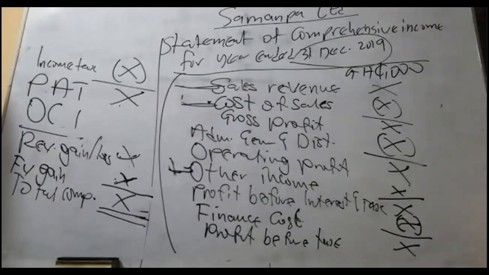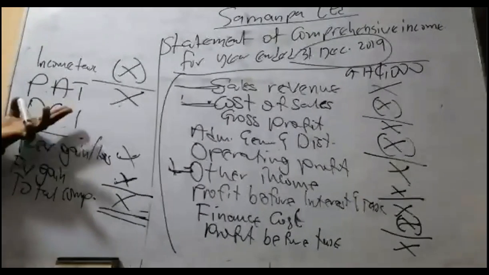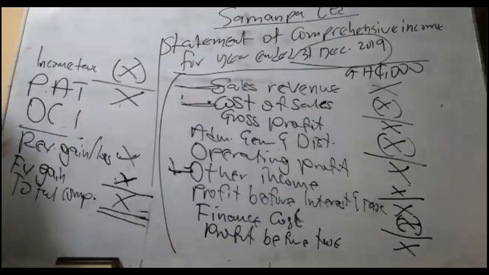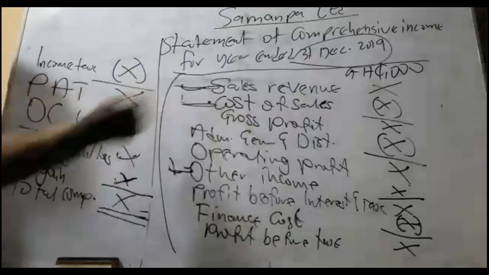So if you meet a tough examiner, he can make things look horrible or so easy for you. He can include VAT in some of the transactions, so the sales include VAT, or maybe the purchases or the cost of sales include VAT. You have to take all those out. So that is the sales.